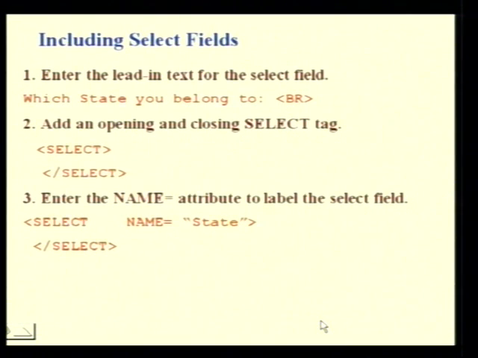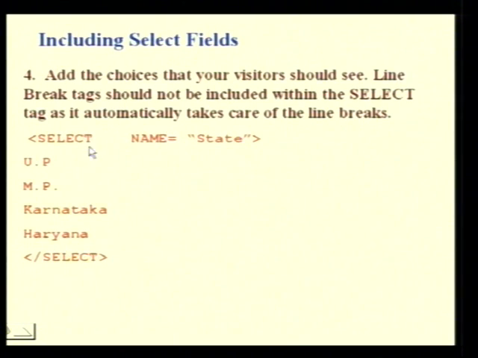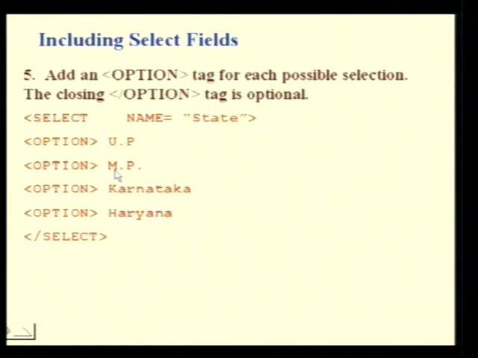Okay, let us see how it looks. You enter the lead-in text, something written over here, begin with a select and end with a select tag. After that you add a name equal to attribute to label the select field. After that you specify the number of choices you want to select. Name is equal to state: UP, MP, Karnataka, Haryana and so on, and end with the select tag. Add an option tag for each possible selection, okay.